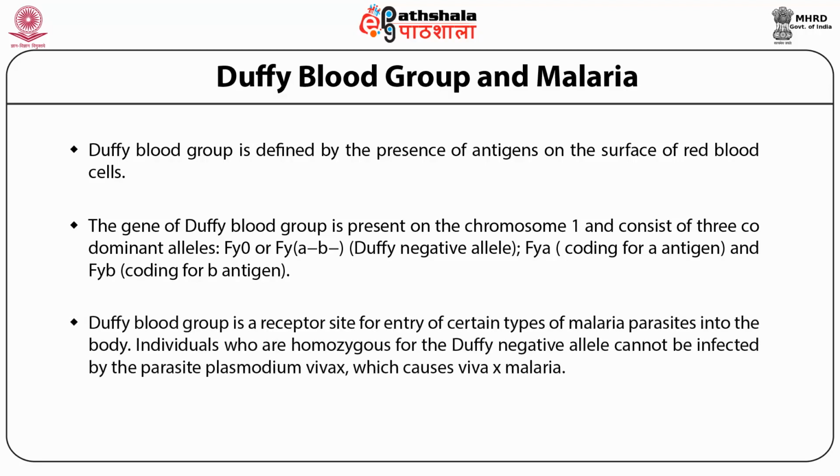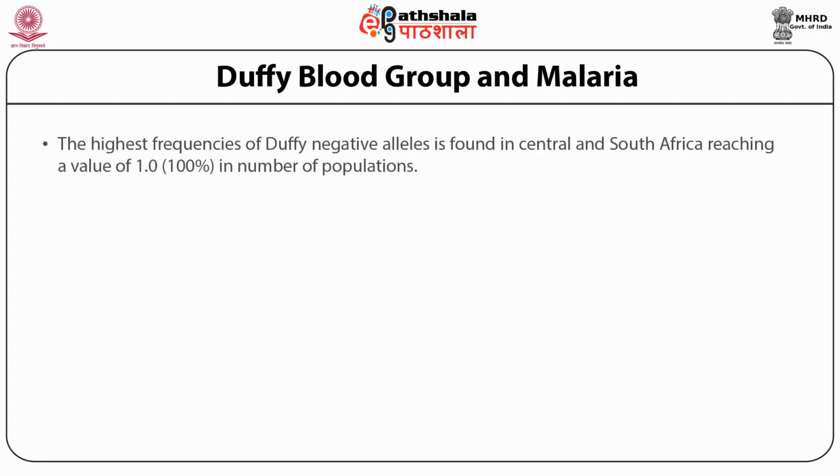Individuals who are homozygous for the Duffy negative allele cannot be infected by Plasmodium vivax, which causes vivax malaria. Selection for the Duffy negative allele is expected in populations experiencing vivax malaria, ultimately leading to fixation of this allele. The highest frequencies of the Duffy negative allele are found in Central and South Africa, reaching a value of 1, which means 100% in numbers of populations.